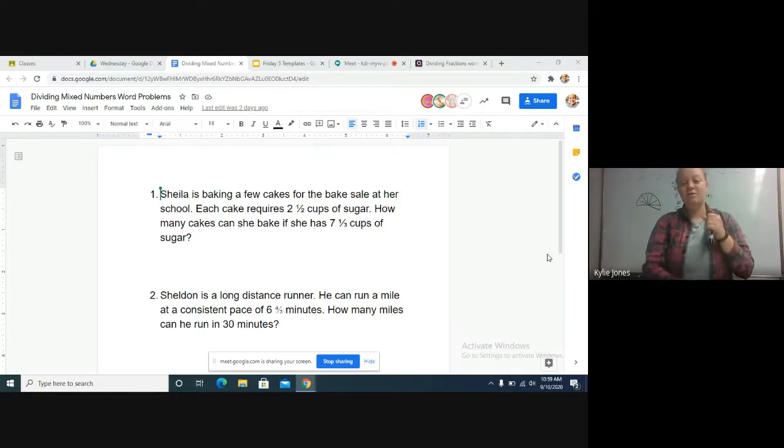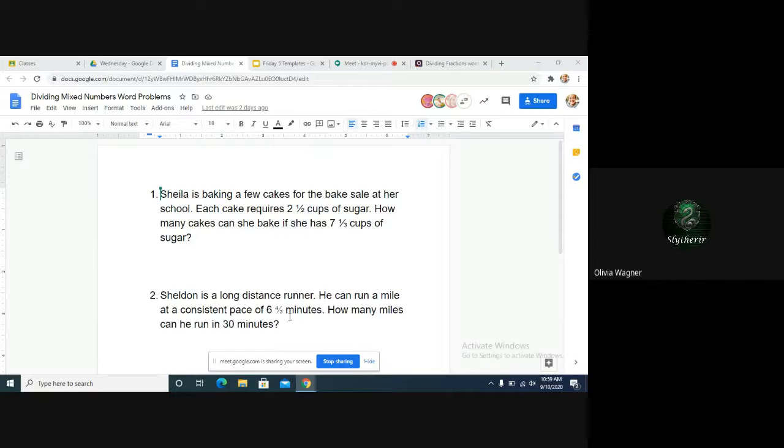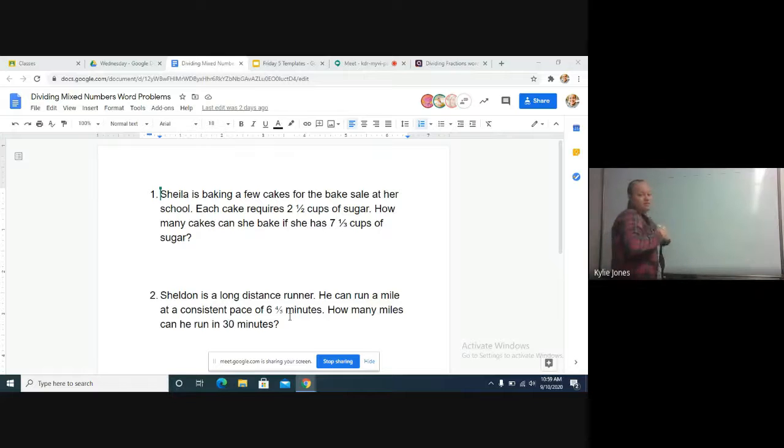So what order am I going to divide in? 2.5 divided by 7 1/3, or 7 1/3 divided by 2.5? What do you guys think? Do we need to draw it out again?